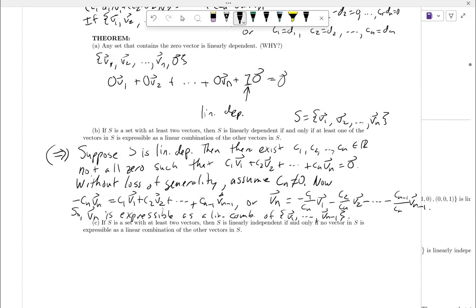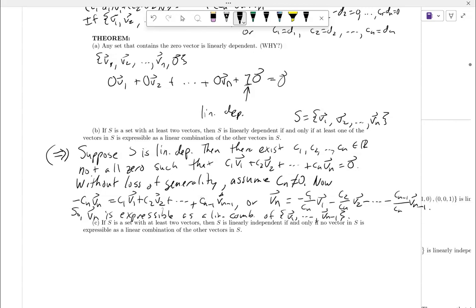In particular, if I just replace these with other constants here, this constant would be a 1 for certain, and then you could just move everything over to the other side, and now you have a linear combination of the zero vector where not all the constants are zero. So the other direction is basically doing this in reverse. That's good practice, to see if you can write out the proof going the other direction.